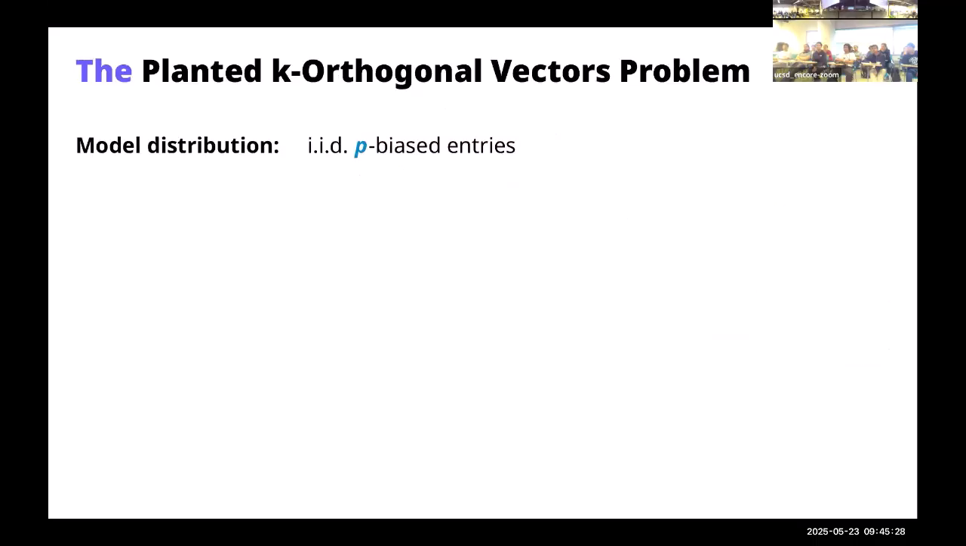Okay. So what we propose in our work is what we believe to be the planted KOV. We will propose some distribution for which we believe it's the correct distribution to look at. You may disagree. So our model distribution, a distribution which has no orthogonal vectors with good probability, will be looking at vectors with IID p-bias entries. So everything random.